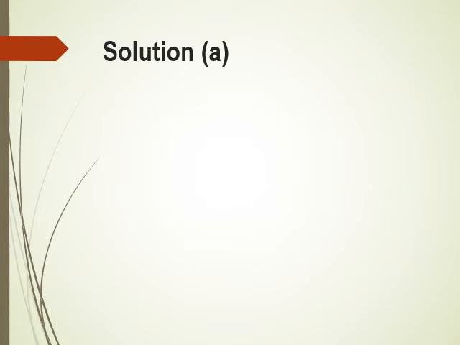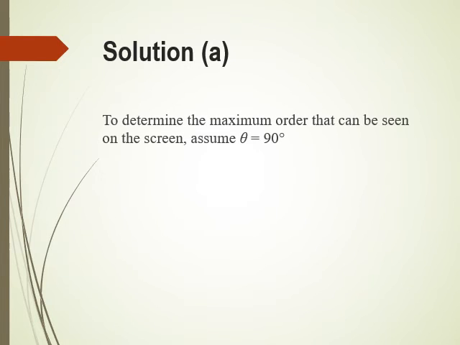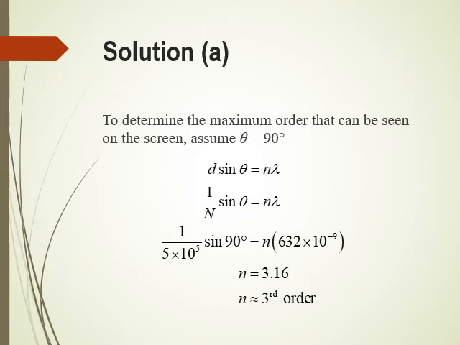To determine the maximum order that can be seen on the screen, let's assume the angle is equal to 90 degrees. So given d sine theta equals n lambda, and d is equal to 1 over N, therefore we now have 1 over N sine theta equals n lambda. Substitute the values into the equation, you will then obtain n equals 3.16. But when it comes to this chapter, remember to round down the value. So now we have n equal to third order.